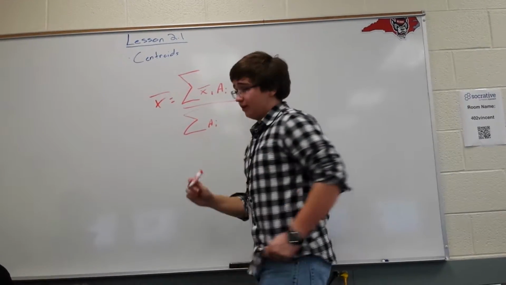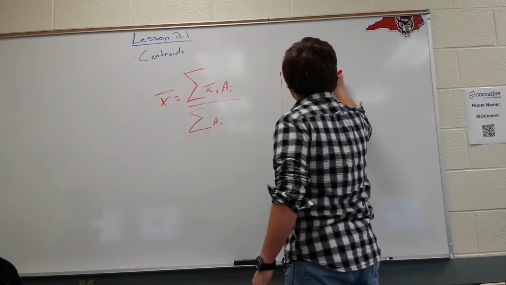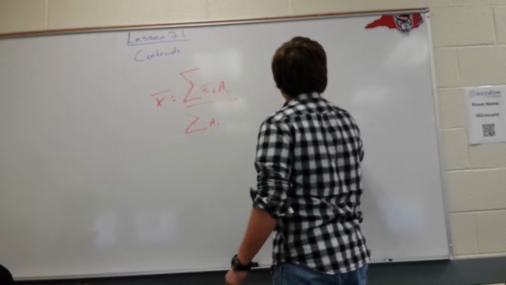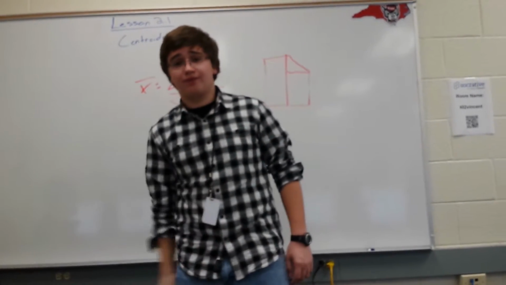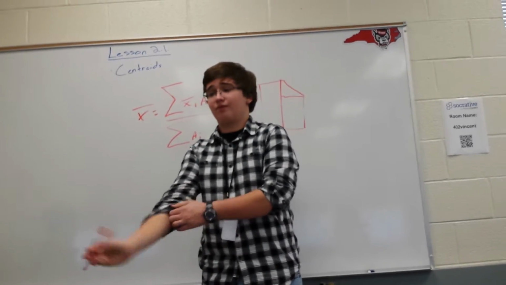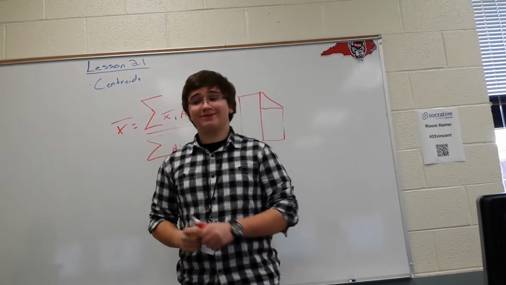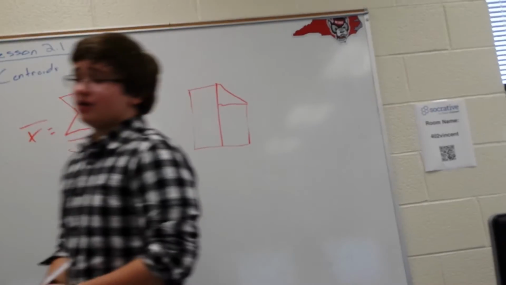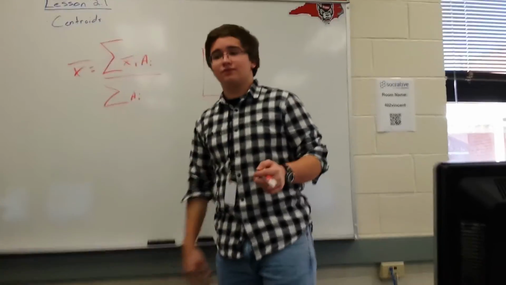So, for a complex shape, let's just say the complex shape looks like this. You first have to divide it into sections. So we're going to divide this into non-complex shapes: a triangle, a rectangle, and a rectangle. So the next step is to calculate.